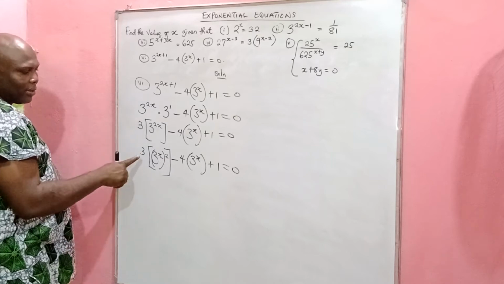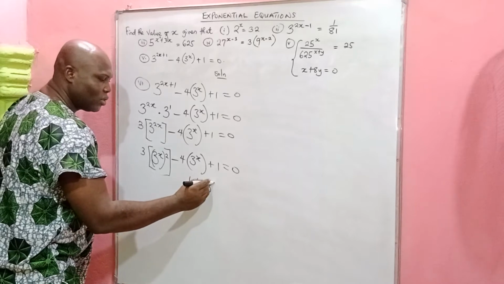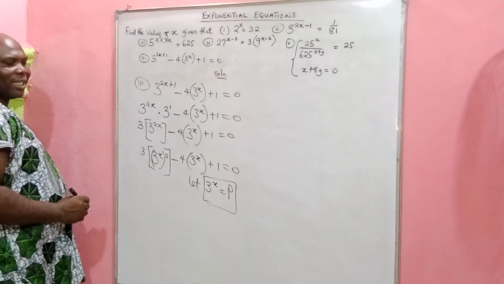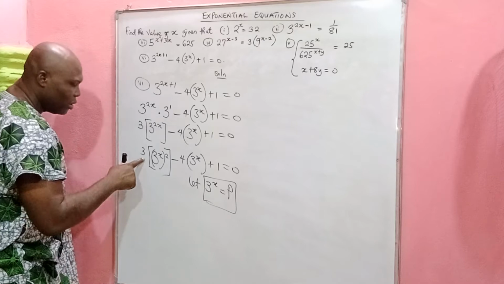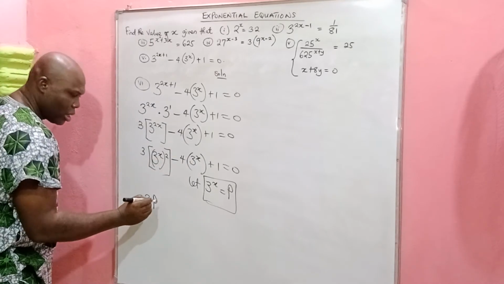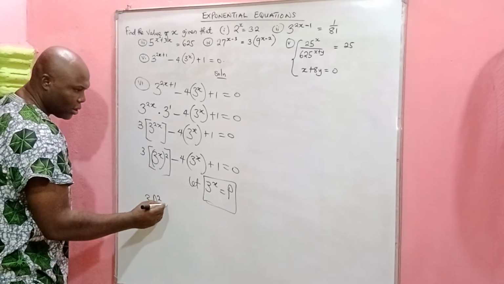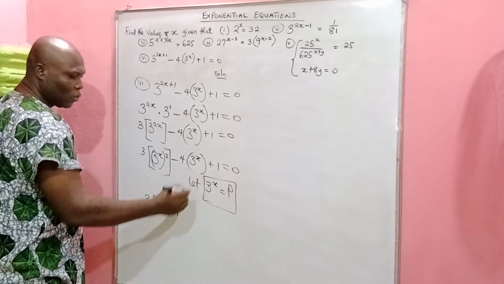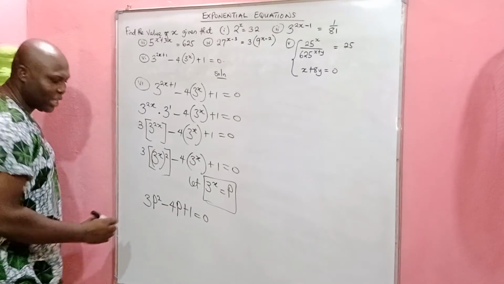Now, at this point, anywhere we see 3 raised to power x, let it represent something else. Let's say p, very important, or y. Anywhere we see 3 raised to power x, let it represent p. So here I have 3, and 3 raised to power x here will represent p, while I have 2 here, which is squared, becomes 3p squared. Minus 4 into 3 raised to power x will become p, plus 1 is equals to 0. Wow. So at this point, I have a quadratic equation that I need to do what?